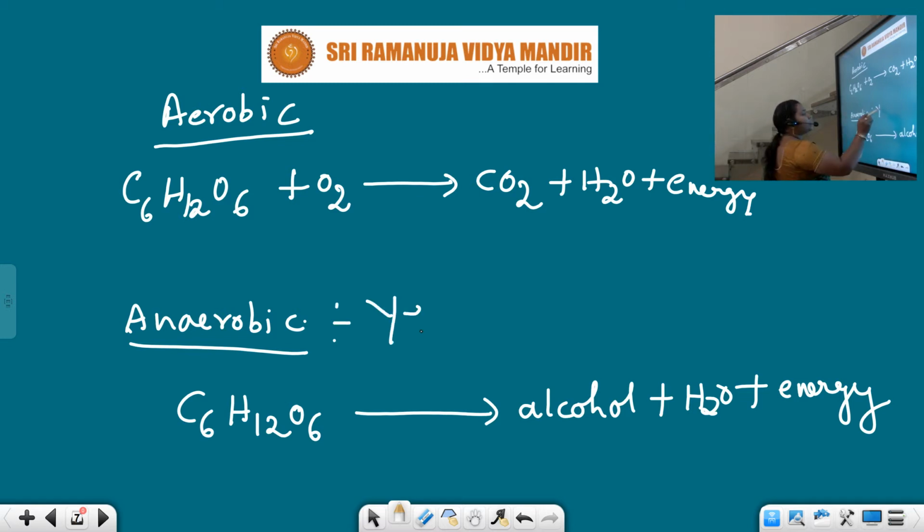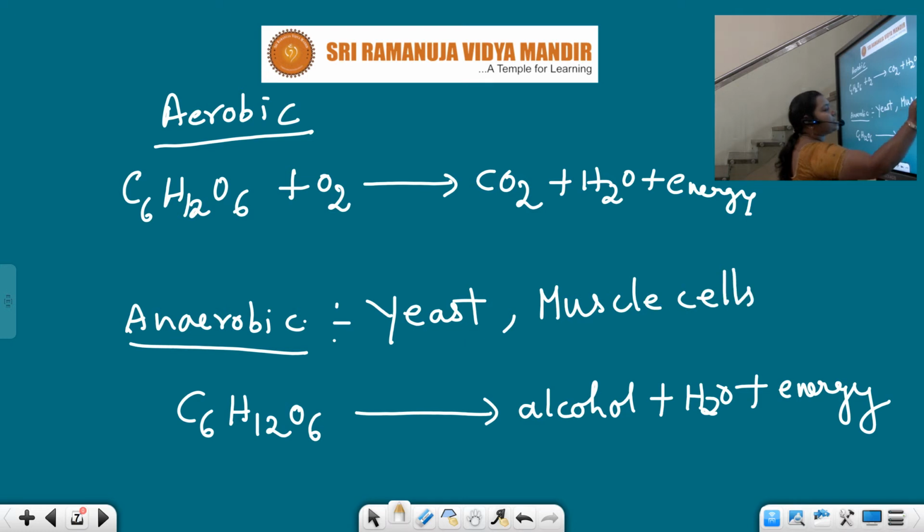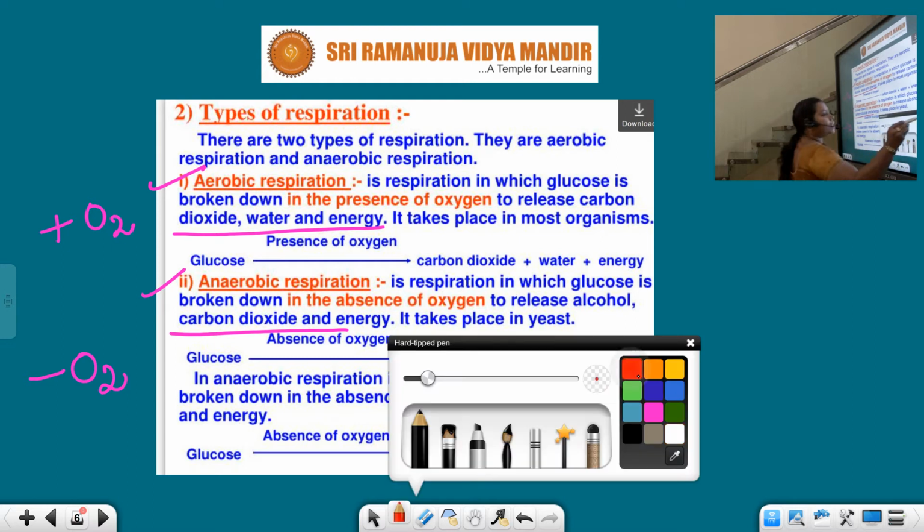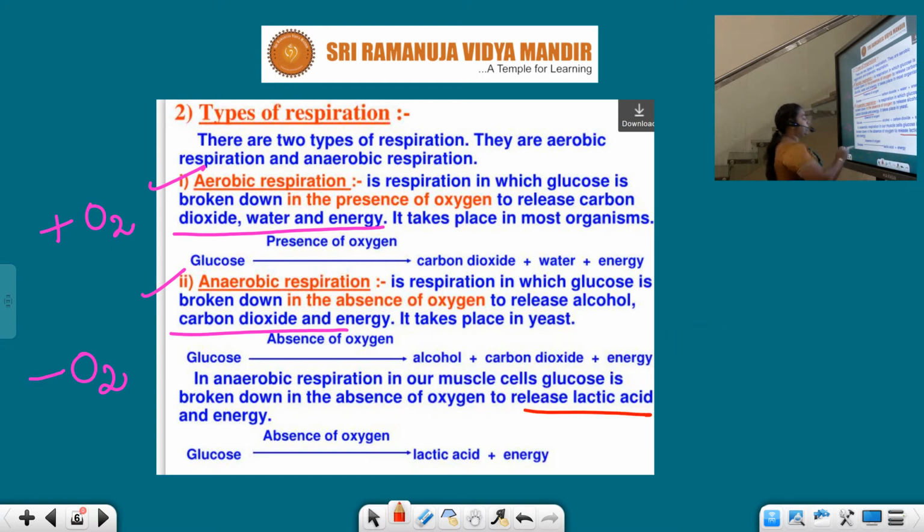Anaerobic respiration mainly happens in yeast, and some microorganisms also perform this anaerobic respiration, and the muscle cells of human beings. In human muscle cells we can also see anaerobic respiration, but that is different. I'll explain. So here in anaerobic respiration, there are muscle cells. Glucose is broken down in the absence of oxygen, but here we are getting lactic acid. Glucose breaks down into lactic acid and energy.